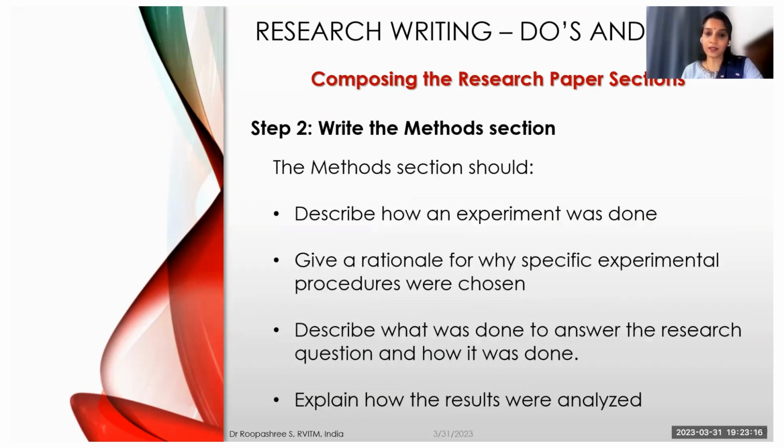Next, in writing the method section, describe how the experiment was done. Give a rationale for why the specific experimental procedure was chosen or adopted. Describe what was done to answer the research question and how it was carried out. Explaining the analysis of the results is what is basically important in this method section.